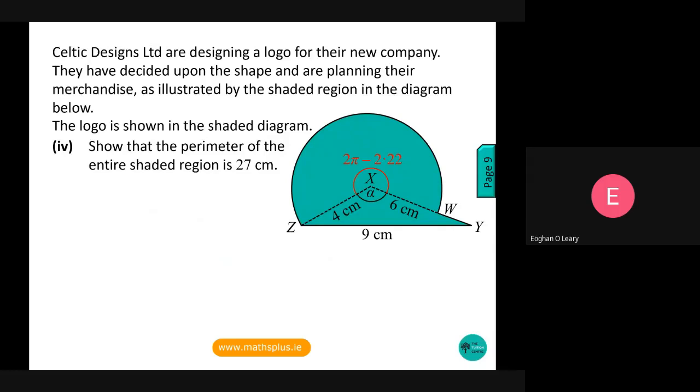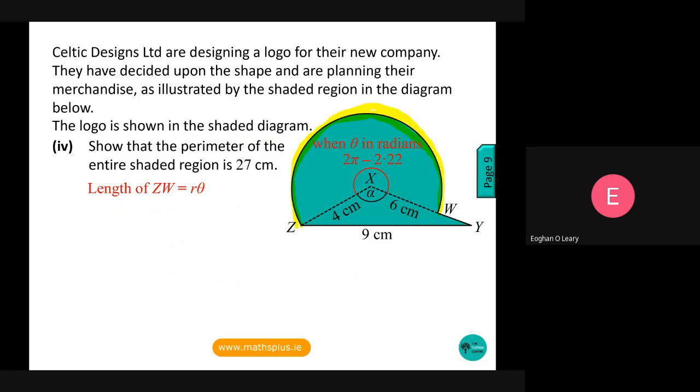Okay. Show that the perimeter of the entire region is 27 centimetres. Okay, so we have a lot of this information already. What we really need to find here is the length of this part. Let me use my green pen, my highlighter, maybe it's not that much better, but this is what we're looking for here.